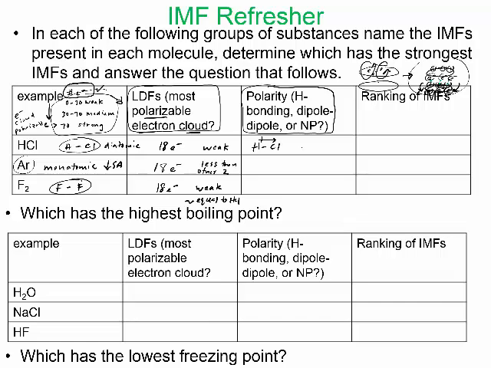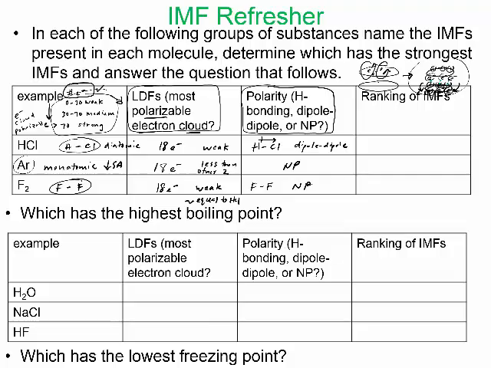As far as polarity, HCl is going to be polar, so this is going to do dipole-dipole. Ar is nonpolar. I mean, it's monatomic. It's not bonded to anything, so that's nonpolar. And then for F2, there's no dipole arrow to draw there, so this is also nonpolar.